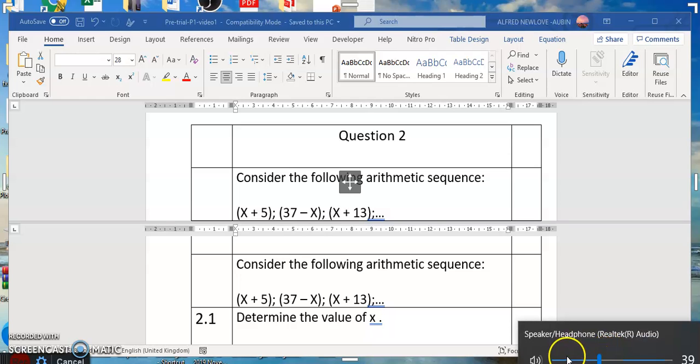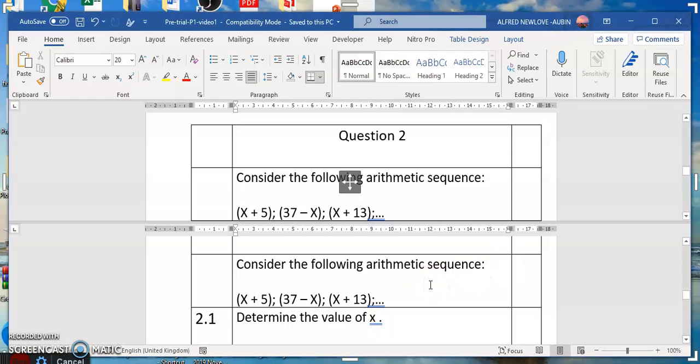How are you? We are still preparing for our prelims. We are done with solve for X. You know, question number 1 for paper 1 is solve for X. And let's look at question number 2. Mostly, question number 2 is a normal pattern. So let's look at the mock.